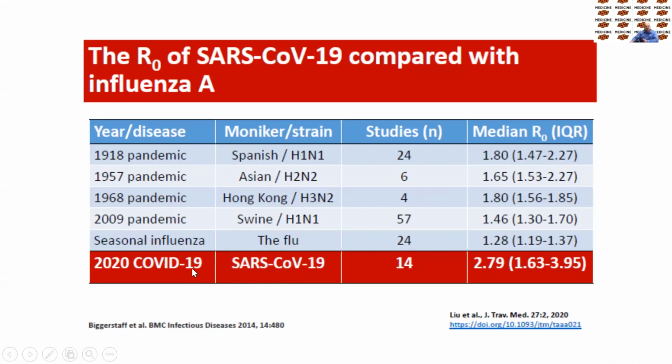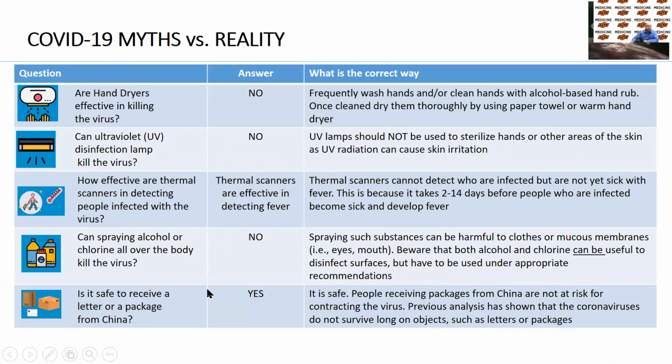And this is changing, but 2.79 is where COVID-19 is based on current data. So obviously it's spreading at a much higher rate than some of these others. Now, we have the benefit of these other ones. We have all the data. We don't have all the data yet on SARS-CoV-2. So that probably, hopefully, will come down.